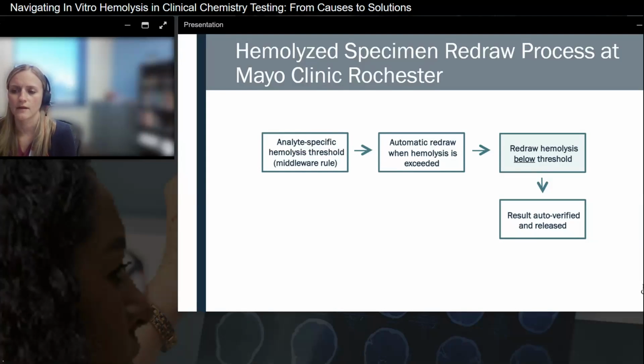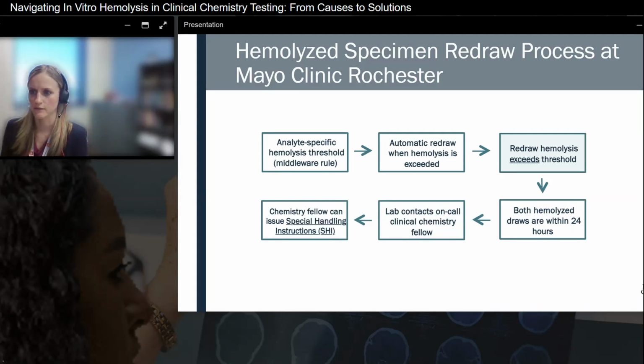The process for identifying and redrawing hemolyzed specimens involves the use of analyte-specific hemolysis thresholds, as we discussed previously, as every analyte has a different acceptable threshold for hemolysis. When hemolysis exceeds these thresholds, a middleware rule prevents the release of the results, and an automatic redraw is issued. If the redraw has hemolysis below the acceptable threshold, the result is auto-verified and released. This is what happens to most specimens in the laboratory that are initially hemolyzed.